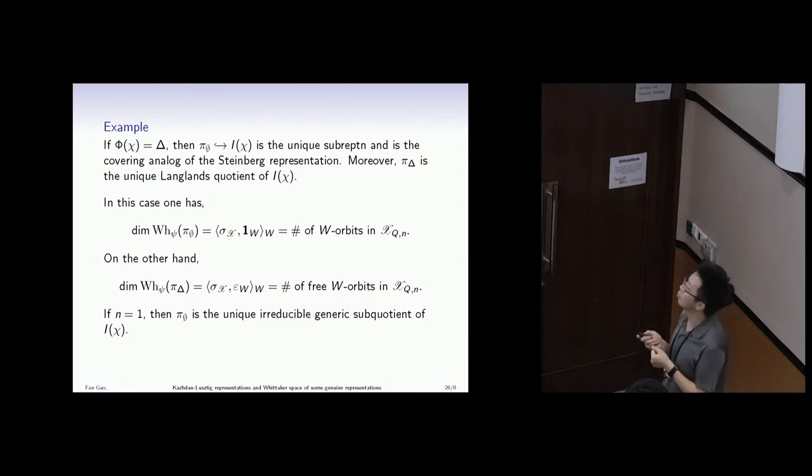Okay, so what will be the dimension? The dimension of this Steinberg will be nothing but this pairing, but this guy is a permutation representation. So this pairing will give you nothing but the number of Borel orbits inside this moduli space. And if you do the other pairing, if you compute the dimension of the theta representation, you are counting nothing but the number of free orbits inside this moduli space. Of course, if n is 1, then the Steinberg is the unique generic piece.